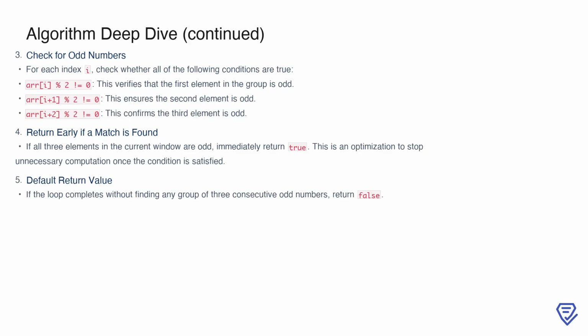If all 3 conditions are satisfied, we immediately return true. This early exit is an optimization that prevents unnecessary checks once we know the condition is met. If the loop completes without finding any group of 3 odd numbers, we return false by default. This ensures that the function handles all cases where no valid group exists.